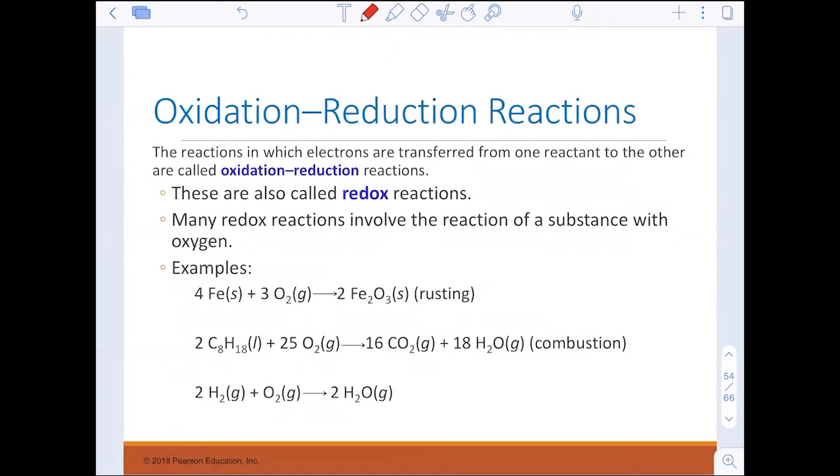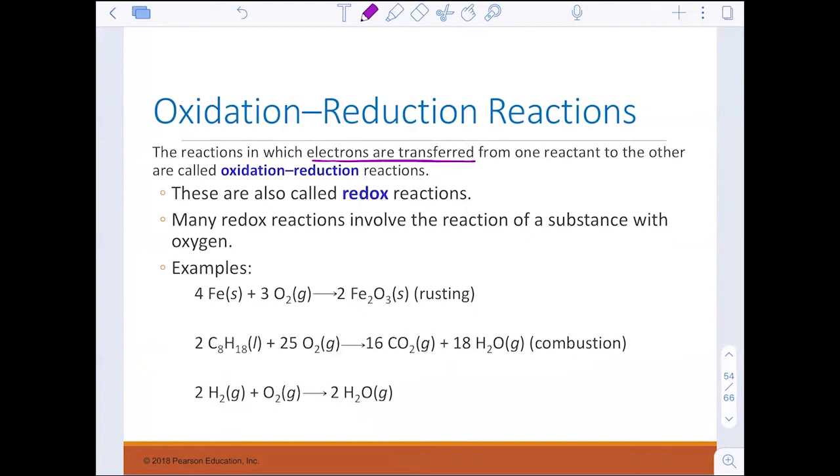Okay, our last type of reaction for this chapter is an oxidation reduction reaction, also called redox. Now, in a redox reaction, what's very important to note is that these are reactions that undergo electron transfers. The electrons are transferred from one reactant to the other. Many redox reactions involve a reaction with oxygen. So combustion reactions, very, very typical. Rusting a metal with oxygen, very, very typical for a redox example.